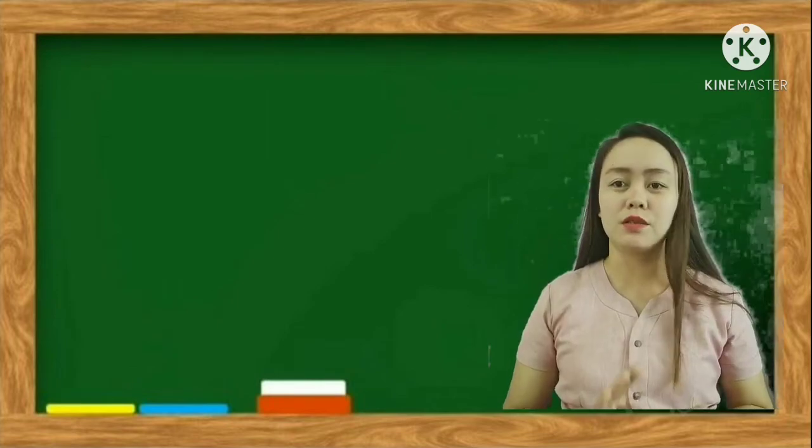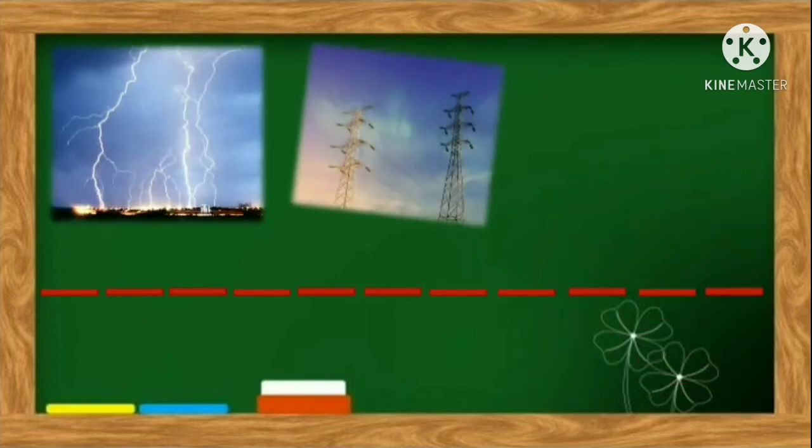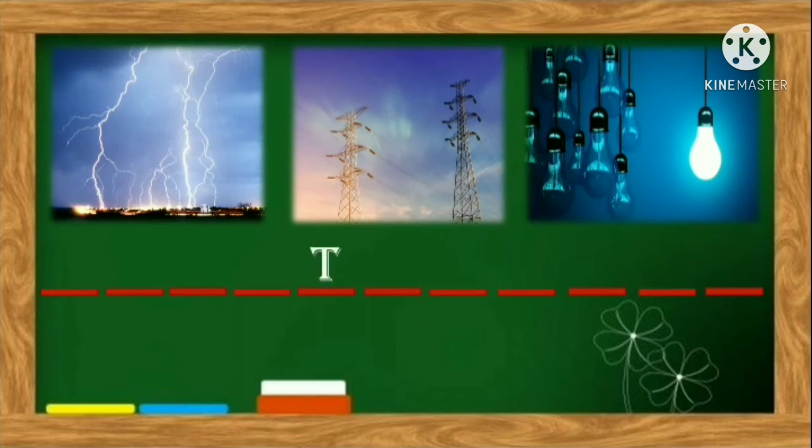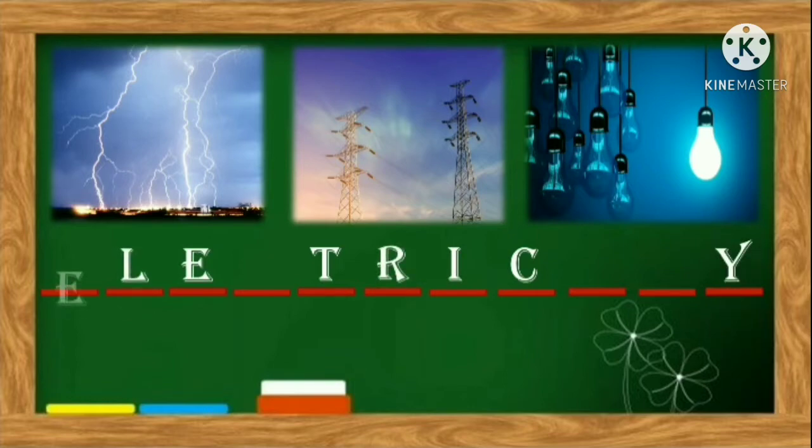The third word consists of 1, 2, 3, 4, 5, 6, 7, 8, 9, 10, 11 letters. We have first picture, second picture, and the third picture. Very good. The correct answer is electricity.